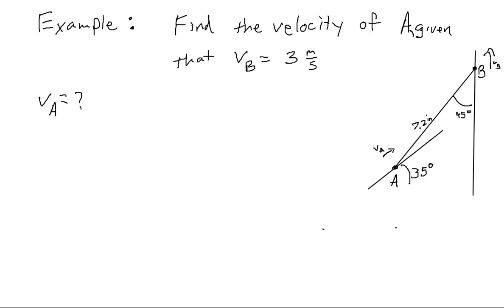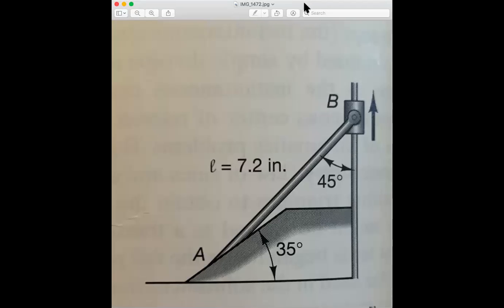Let's switch over and take a different view. I'll show you an image that I took a picture of. Hopefully you can see the idea here. The ramp goes up at 35 degrees at the instant we're talking about. The angle up here at the top is 45 degrees, and the length of the rod is 7.2 inches. This point we're going to call A, and the slider we're going to call B.